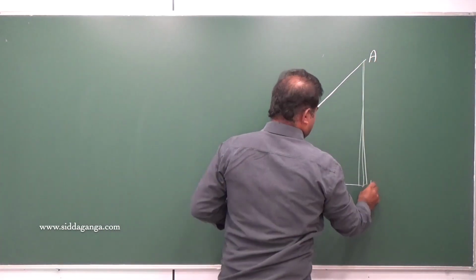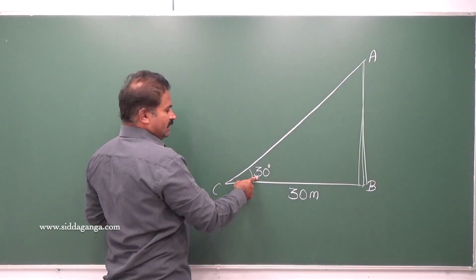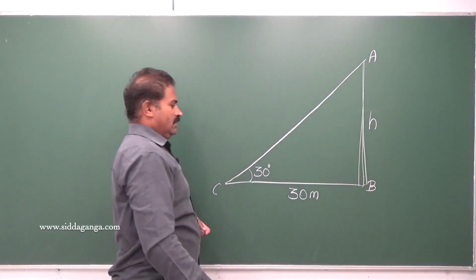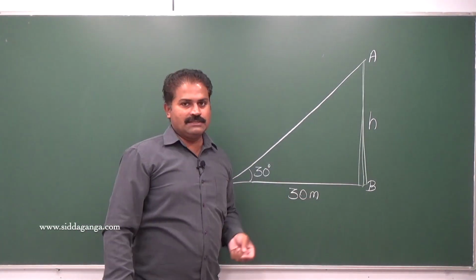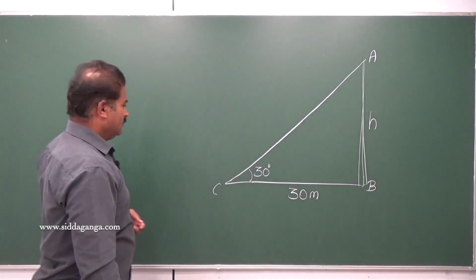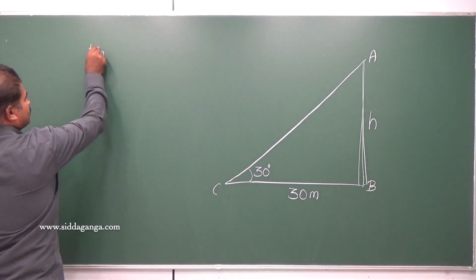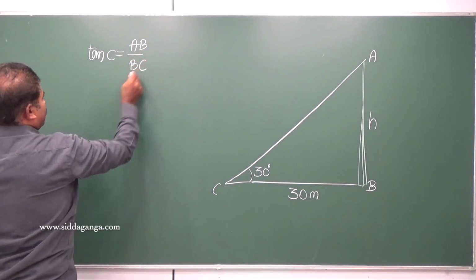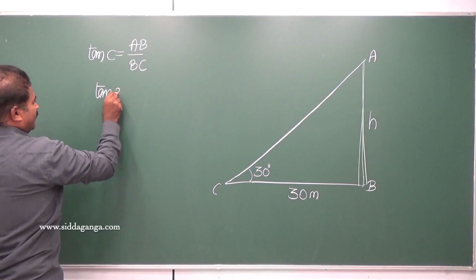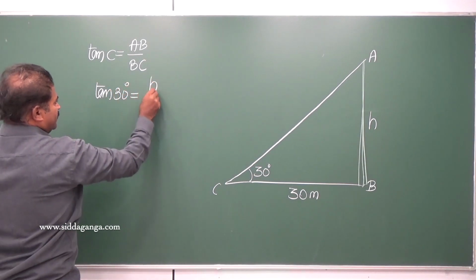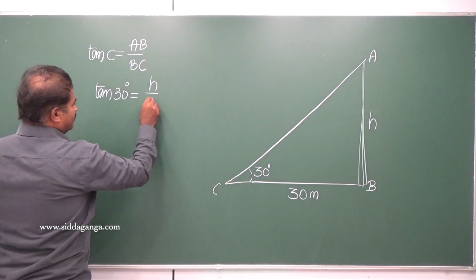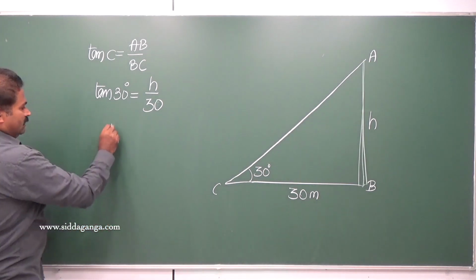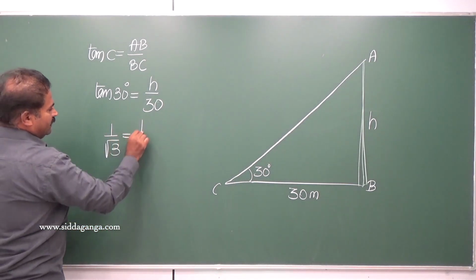So you can mark this triangle ABC. Now we have 30 degrees here and you need to find the height of the tower. Let us take this as H. So you have the opposite side and the adjacent side. What ratio do you want to take? Yes, tan. So tan C is equal to the opposite side AB divided by BC. Tan C is tan 30. So tan 30 degrees is equal to the opposite side, H, which you need to find out, and BC, which is 30 meters. Now what is tan 30? Tan 30 is 1 by root 3. So 1 by root 3 is equal to H by 30.